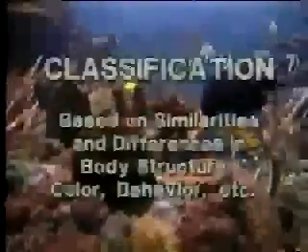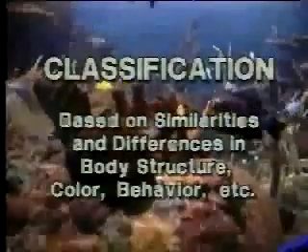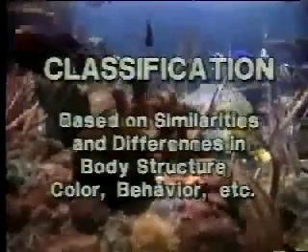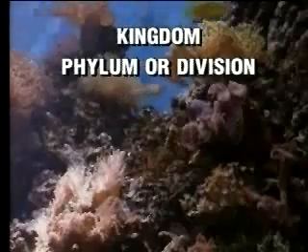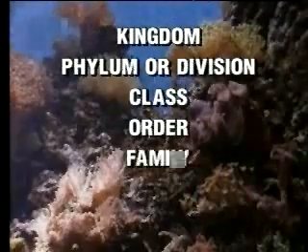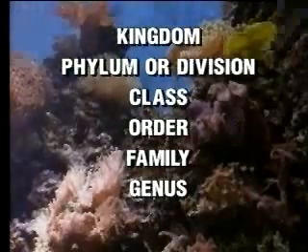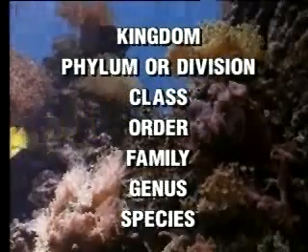The classification system in use today places each living thing into a series of specific groups based on similarities and differences in body structure, color, behavior, and so on. The first and largest group into which any living thing can be classified is its kingdom. This is followed by its phylum or division, then its class, order, family, genus, and finally its species.